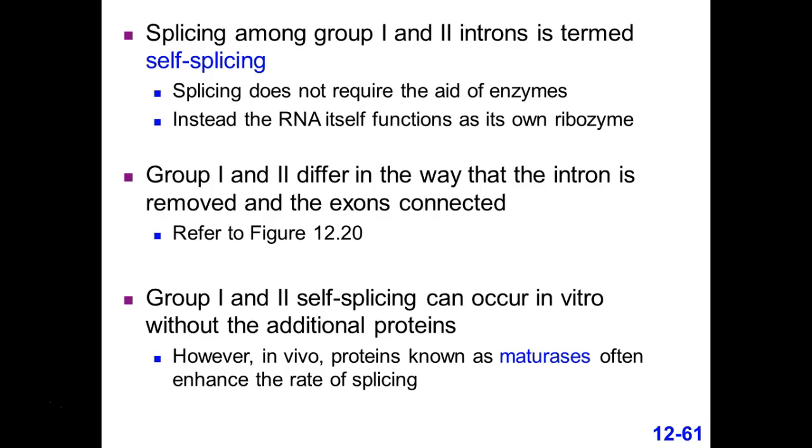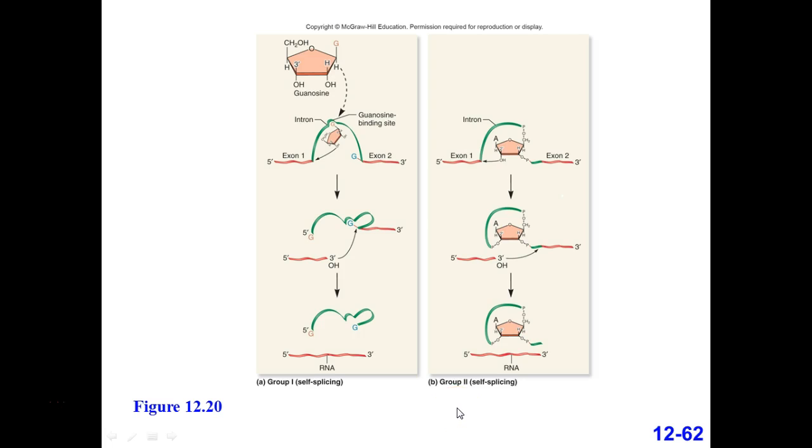They can get it to occur outside the body, in vitro, without additional proteins, although there are proteins that are needed for it to run in vivo. They refer to these as maturases because they help enable it. They don't have enzymatic activity themselves, but they help in orienting the molecules so that the splicing can happen.